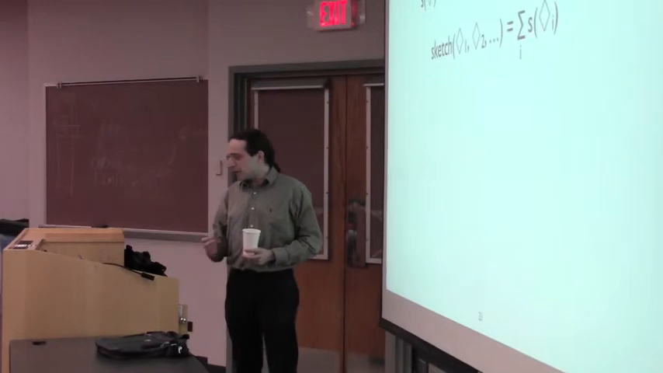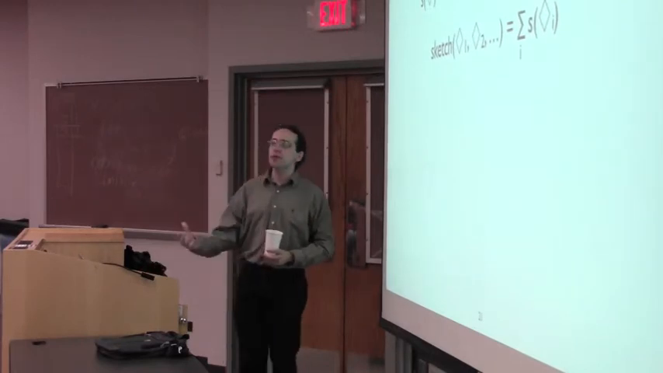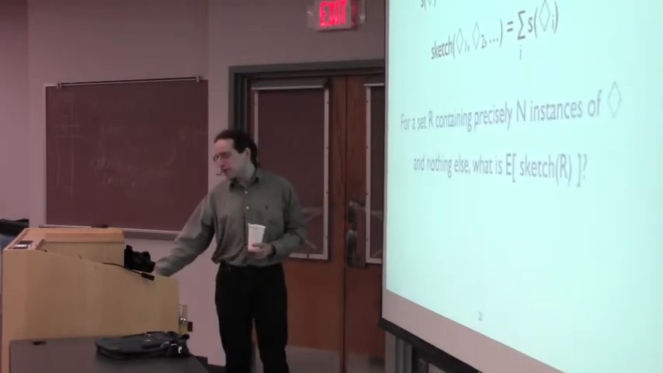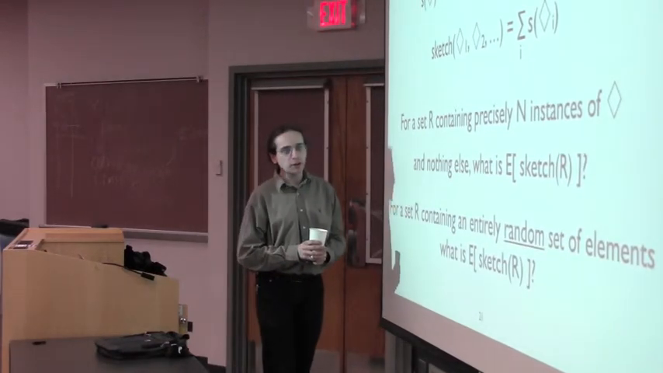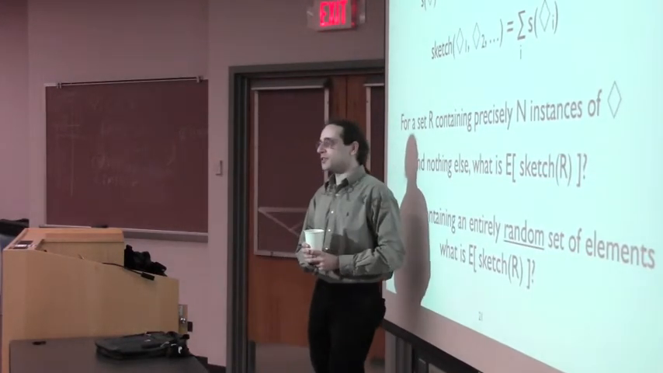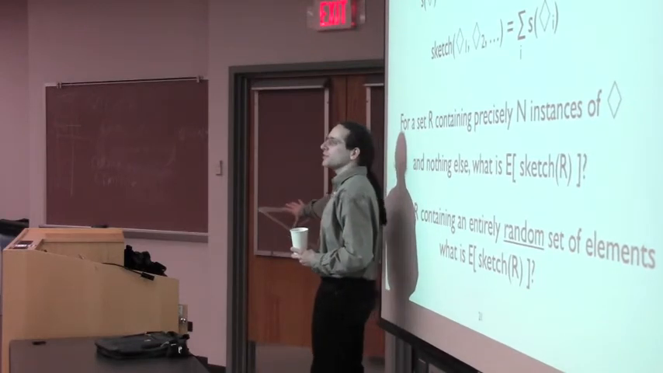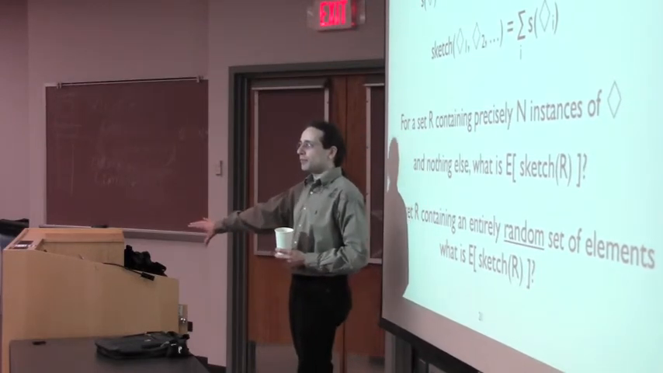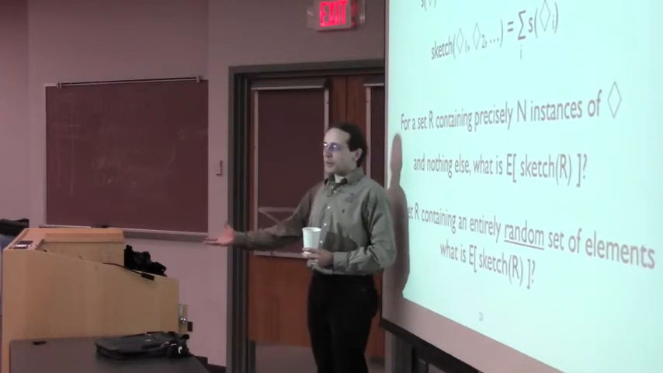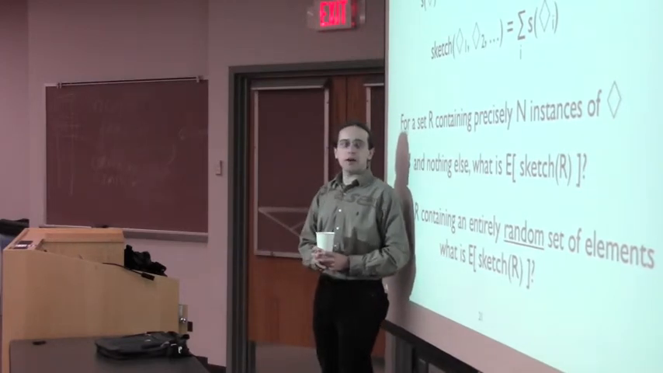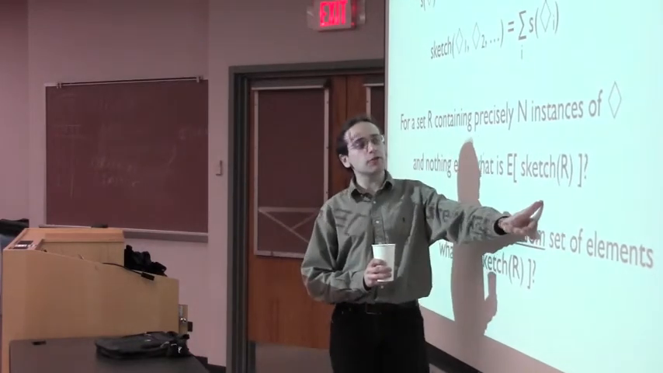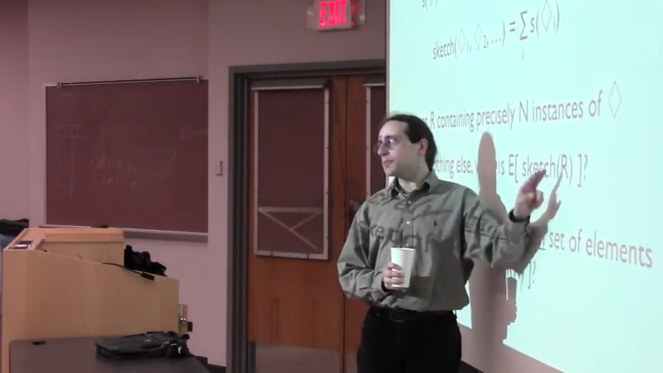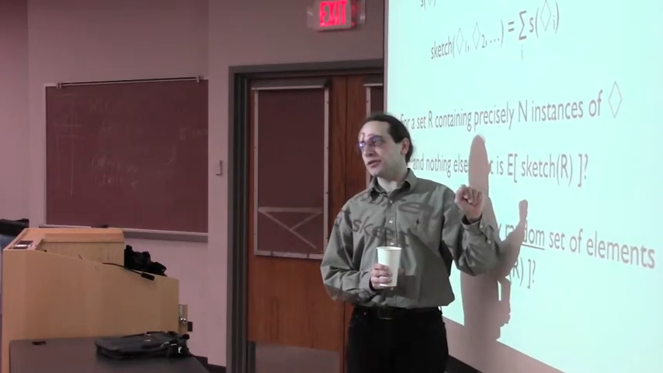So if we know that there are some number of instances of a given object in this set, we can look exclusively at those objects and assume that the entire rest of the set is completely random. Now, if we don't know how many instances of that object there are, we know that the sketch gives us an approximation of that object.